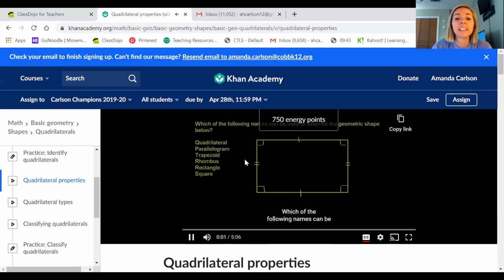Okay, so tomorrow I'm going to draw some shapes or some quadrilaterals, and we're going to go through and determine, do we think it's a quadrilateral? Do we think it's a parallelogram? And then go from there.